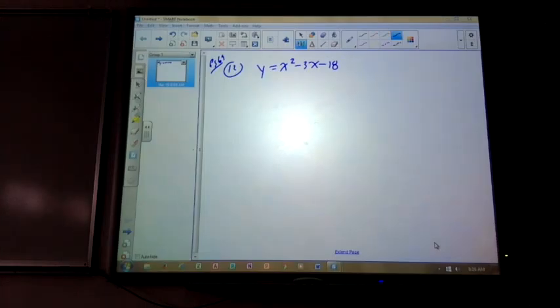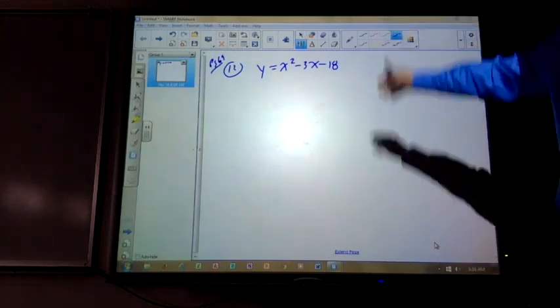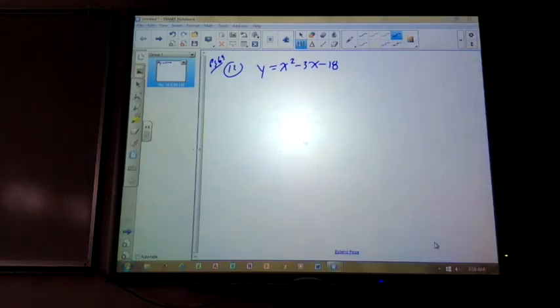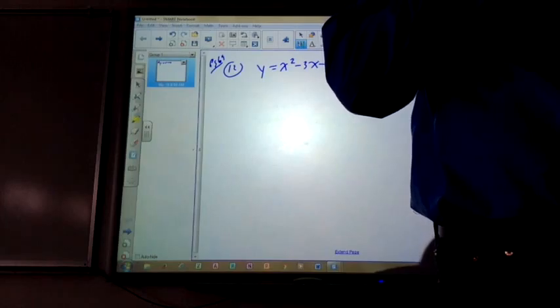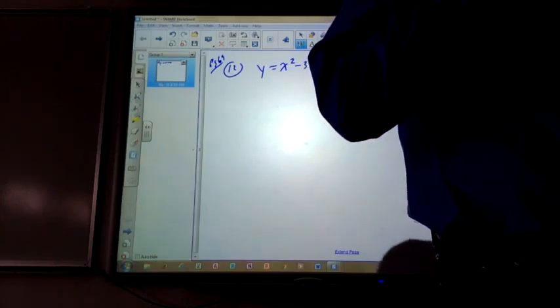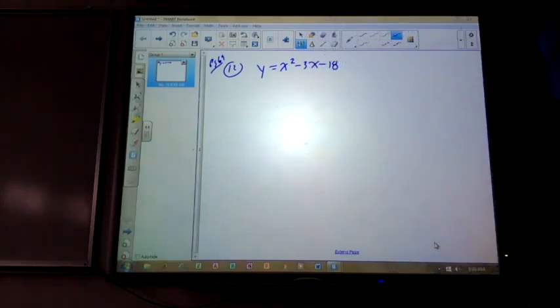Given an equation in standard form, descending order, where we can find A, B, and C, find the factored form of the quadratic function. Give the x-intercepts and the vertex for each. Okay?